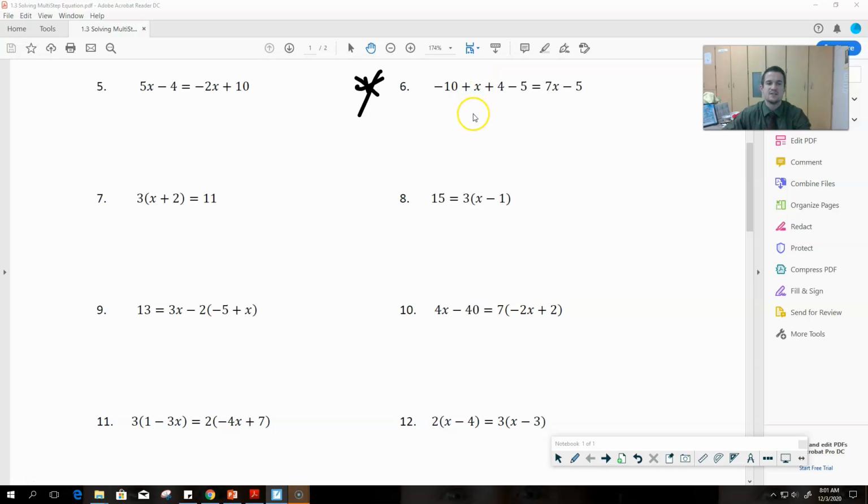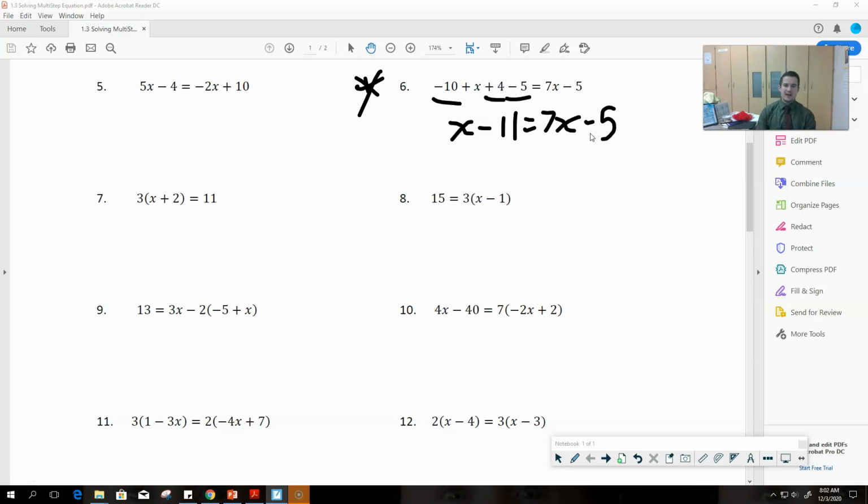So first step in solving this equation, I have negative 10 plus x plus 4 minus 5 equals 7x minus 5. So first I want to simplify both sides as far as I can. So on this side I could take negative 10 plus 4 minus 5. I can combine all those numbers together. Negative 10 plus 4 is negative 6, minus 5 is negative 11. So really I can write just x minus 11 equals 7x minus 5.